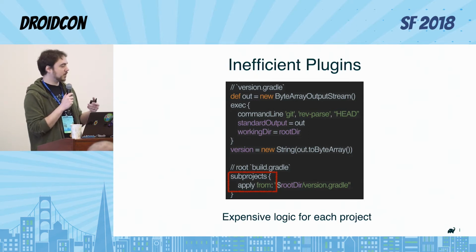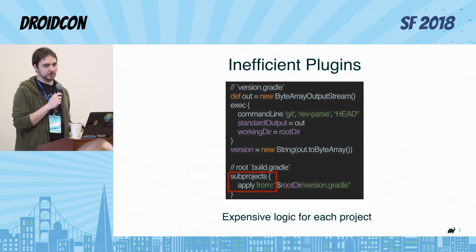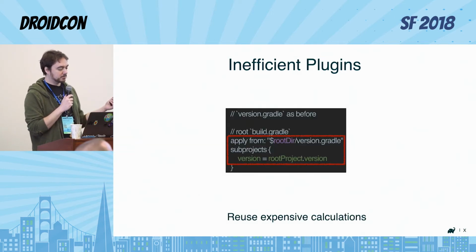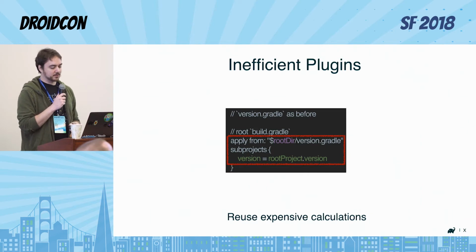And of course, you might be wondering, why worry about this? Git's pretty fast. Why do I care? But there are worse misbehaviors than this. So here what we've done is we applied the plugin only to the root project, and then we inject that value into each subproject. Now we only compute the Git hash once, saving potentially lots of time.